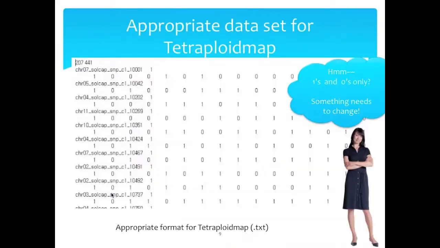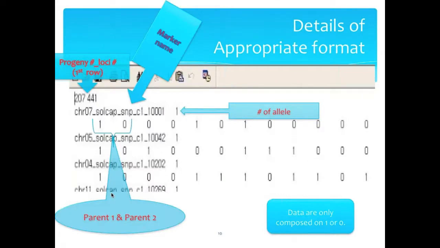However, the appropriate data set for TetraploidMap is in this shape. As you can see, there are some differences between the appropriate data and the original data. So let me introduce the details of the appropriate data first. In the first row, there are the progeny number and the loci number. And in the second row, the marker name and the number of alleles are recorded.